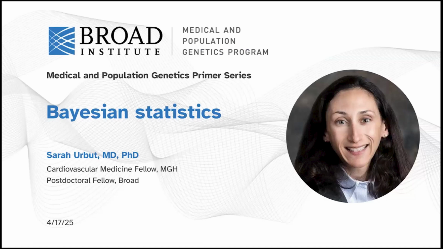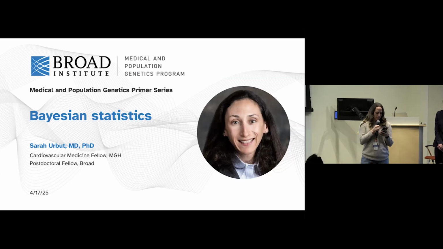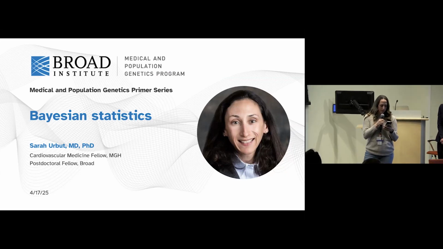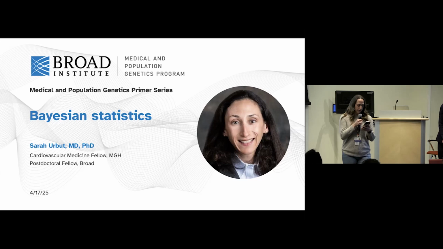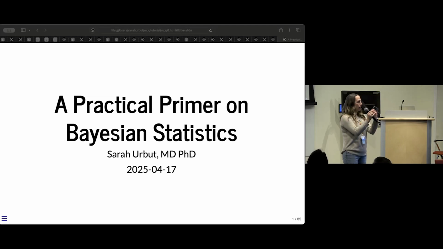I have the absolute pleasure of introducing Sarah Urbut. She is a cardiology fellow at MGH and a postdoctoral associate at the Broad in the lab of Preeti Natarajan. She previously completed her MD PhD at the University of Chicago in statistical genetics. Her research focuses on developing statistical methods to handle genomic and clinical data. In her free time, she enjoys bicycling and Chicago pizza. In today's primer, she's going to present a practical primer on Bayesian statistics. So, here, Sarah. Thank you.